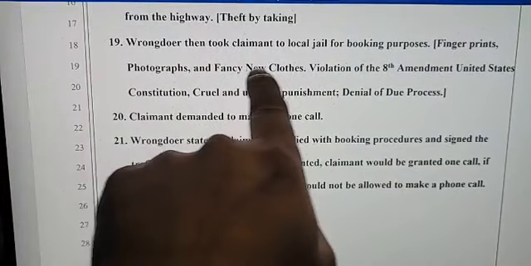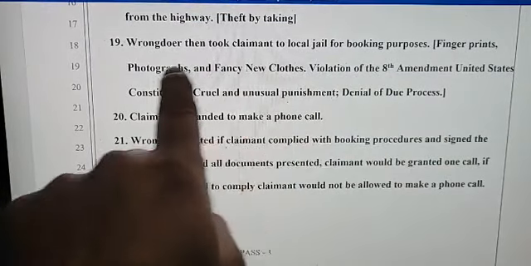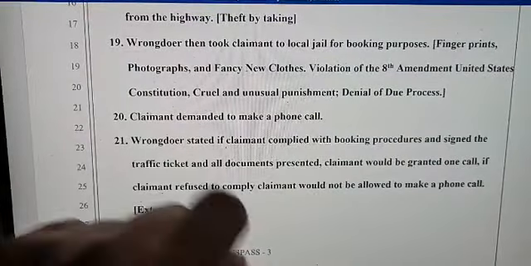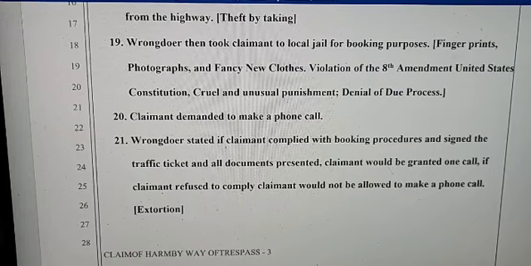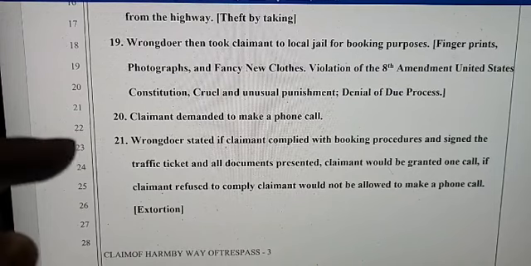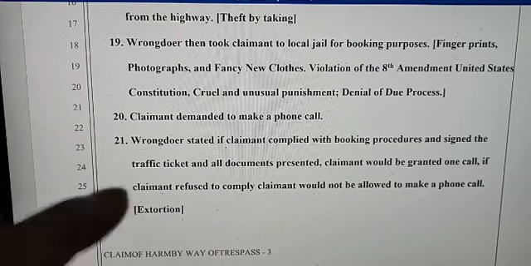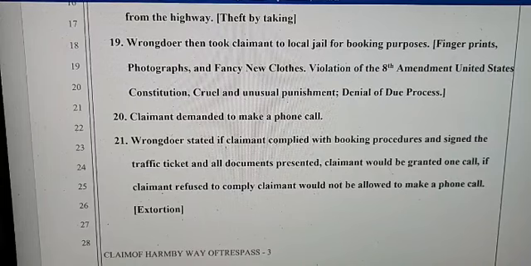And by doing these things, they show their intent. By fingerprints, photographs, and fancy new clothes, they show their intent was never to take you before a magistrate first and foremost, but rather to collect from having you booked into their facilities.